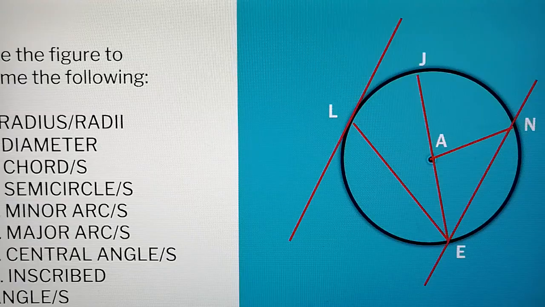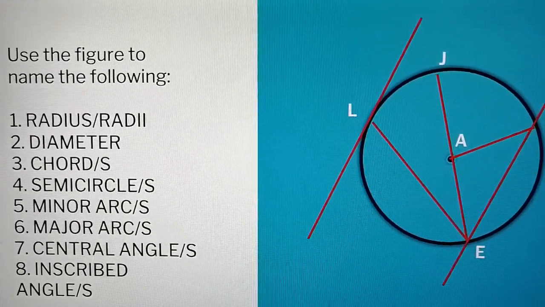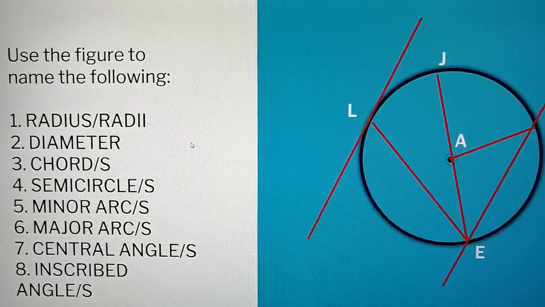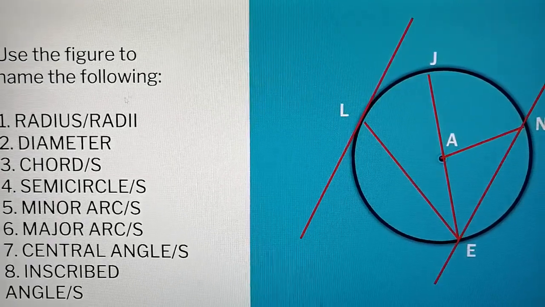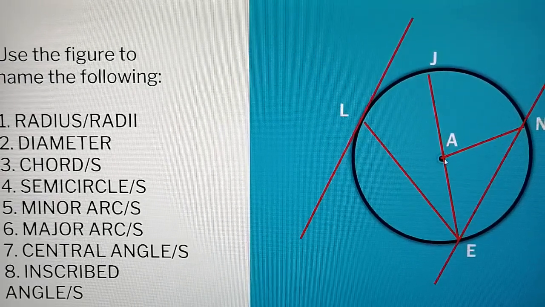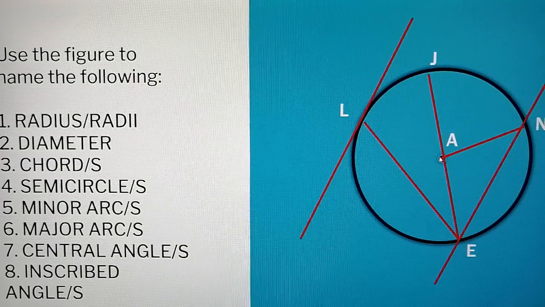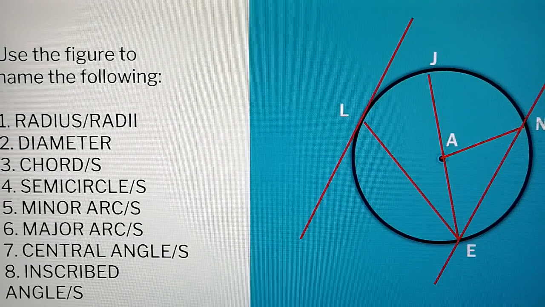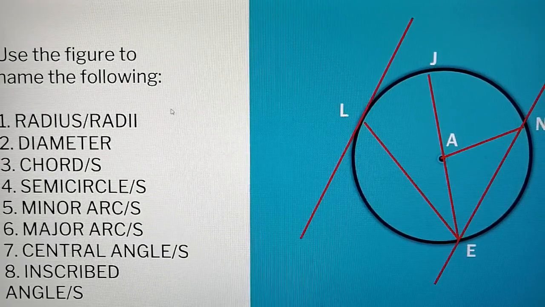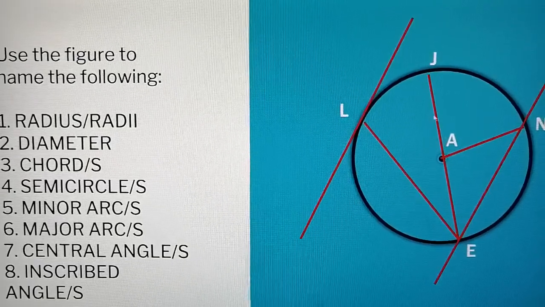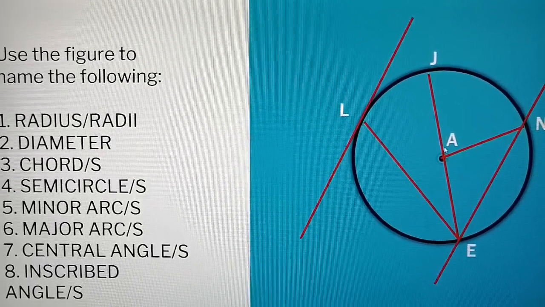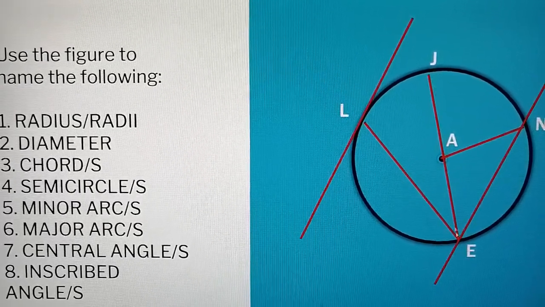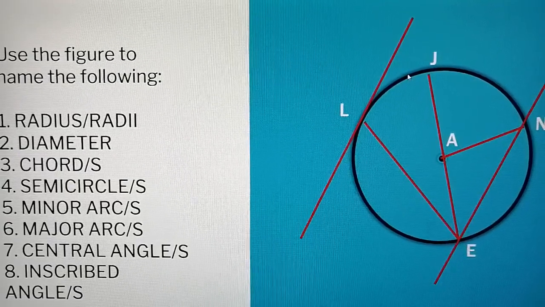From there, let's try if we can identify these parts. For examples, we have radius. Can you name one? Examples of a radius are segment JA or AJ, segment AN or NA. Please take note that when you write or identify a radius, you always have to use the symbol for line segment because we are not referring to the measure here. Then what about the diameter? We have segment JE or segment EJ.